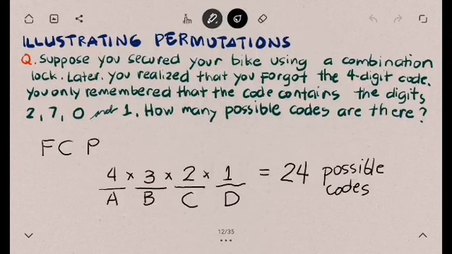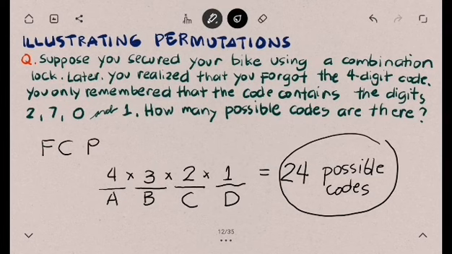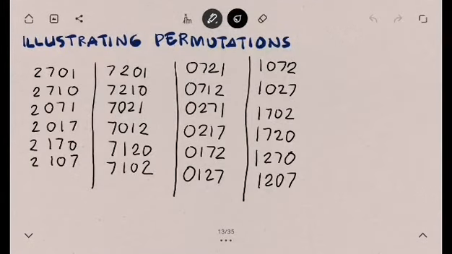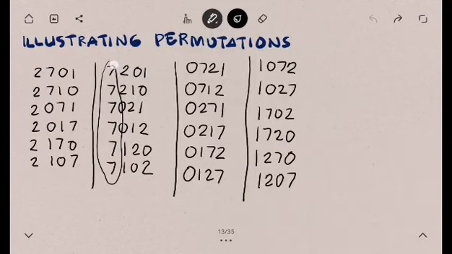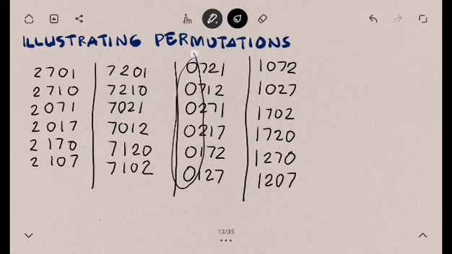So if we want to check kung tama yung naging sagot natin, kung talagang merong 24 possible codes. Okay, so I prepared here yung tinatawag natin kanina na systematic listing. If you will notice, systematic siya kasi pwede tayong gumawa ng paraan para malaman natin kung naisulat na ba natin yung possible codes o hindi pa. So in this case, makikita nyo dito ang nasa unahan puro 2. Ito naman puro 7. Ito puro 0. Then ito puro 1.